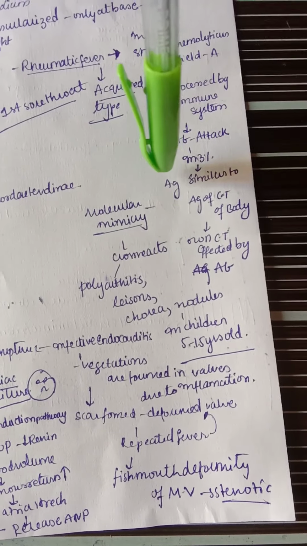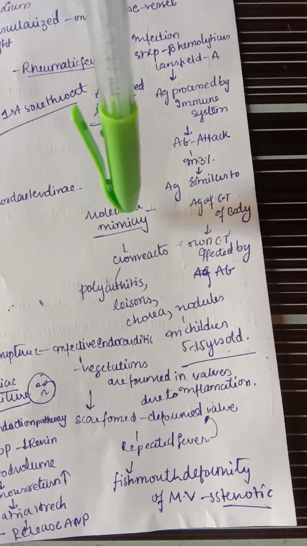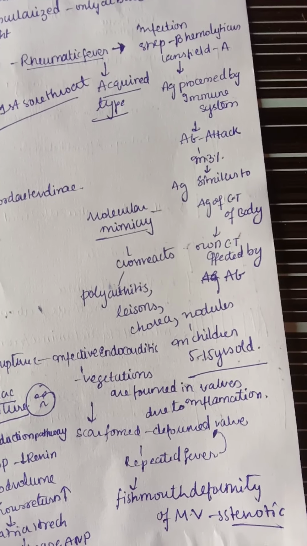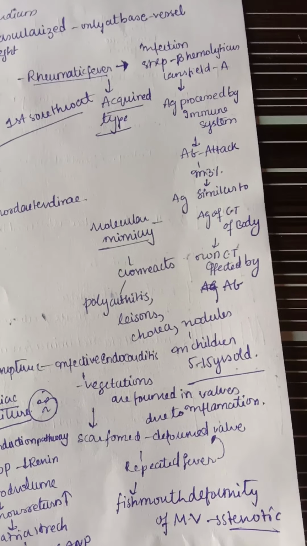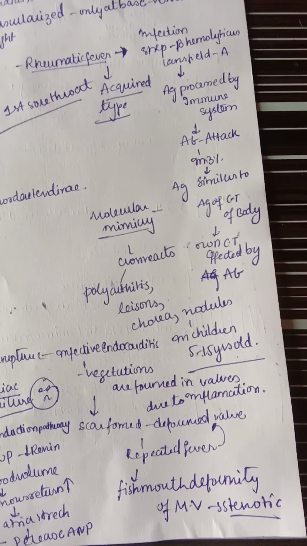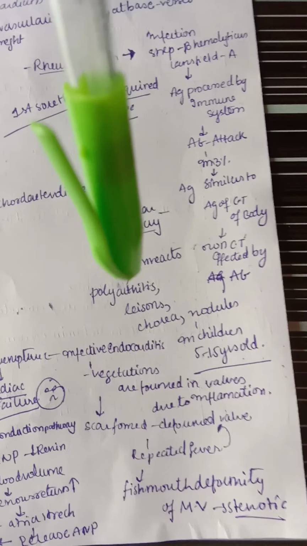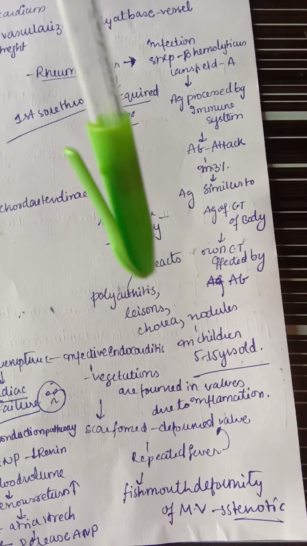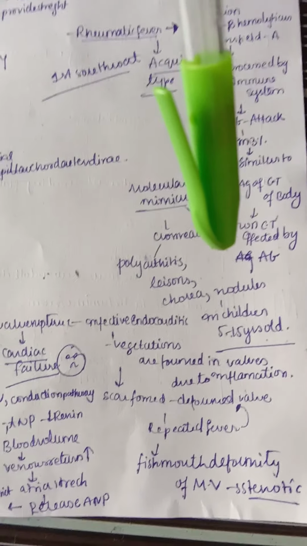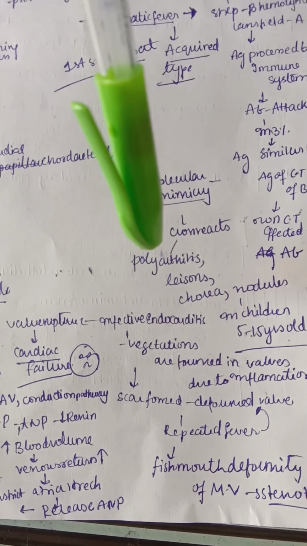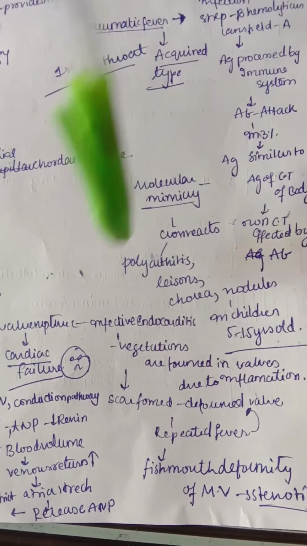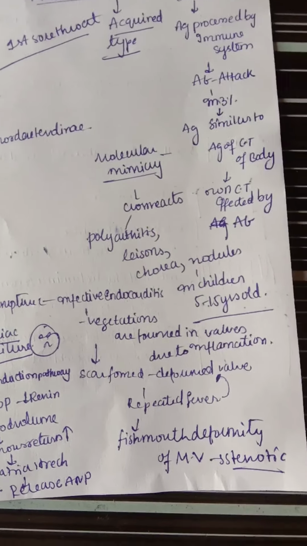Next, there is molecular mimicry taking place. Our body treats our own connective tissue as an antigen and starts cross reacting, and it leads to polyarthritis, skin lesions, chorea and also nodules. Infective endocarditis is where vegetations are formed on the wall due to inflammation.